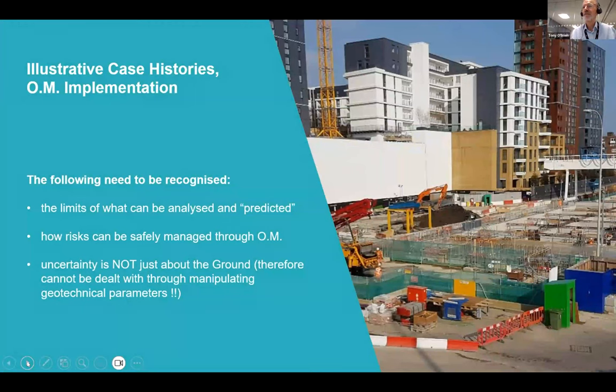So just to flag up one particular issue, because of the breadth of issues that can be involved, is one early case history. It shows the limits of what can be analyzed and predicted, because we can't always predict everything in advance. Nevertheless, risks can still be safely managed. Ground is obviously an important aspect, and as geotechnics practitioners, we'll always think about the ground, but it's not the whole issue. There are other uncertainties as well, so they can't always be dealt with through manipulation of geotechnical parameters.